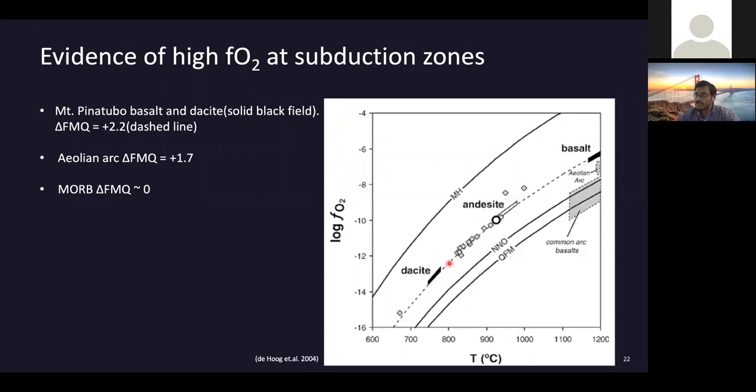Mount Pinatubo basalt and dacites are marked as black bands in this figure of oxygen fugacity with temperature. They plot at around FMQ plus 2.2, where FMQ is the oxygen buffer of fayalite, magnetite, and quartz. We also see the Aeolian arc at around 1.7. And then we have mid-ocean ridges, which are at 0. So we can see that oxygen fugacity is higher at subduction zones.